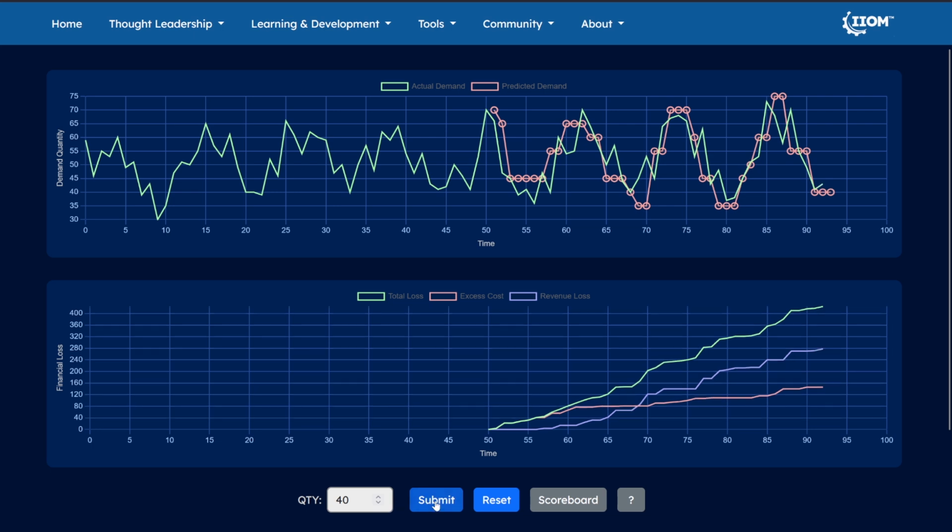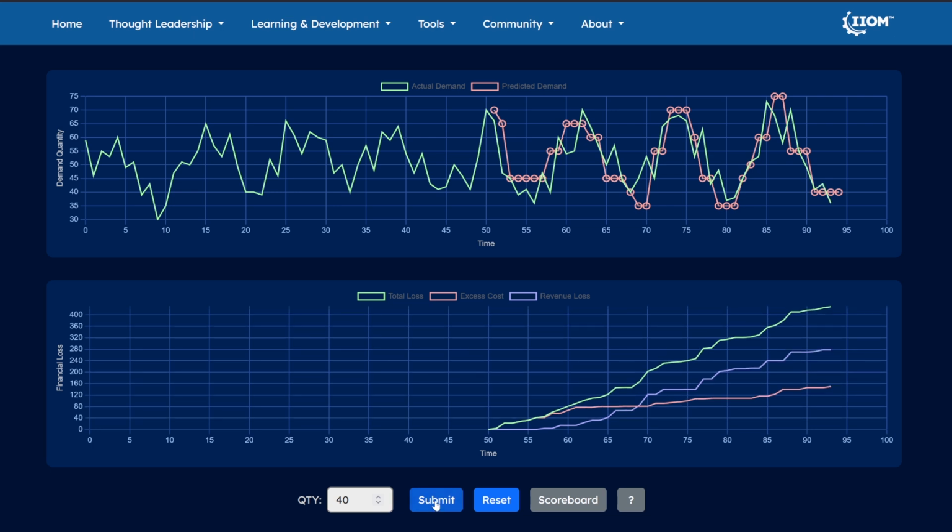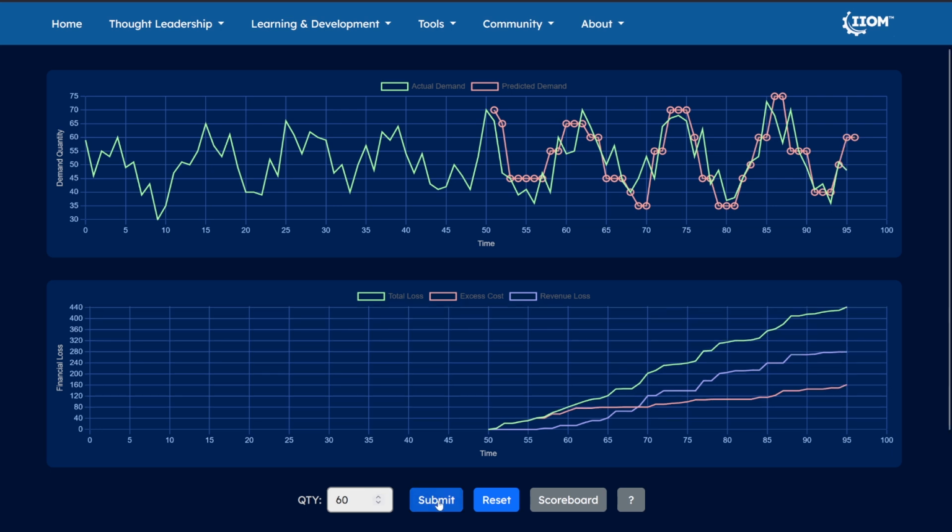And I keep it there for maybe 1 or 2 periods. And then I start revising it upward again. I set it to 50. And yes, it's coming up accordingly. And then set it to 60. And now it's coming up.